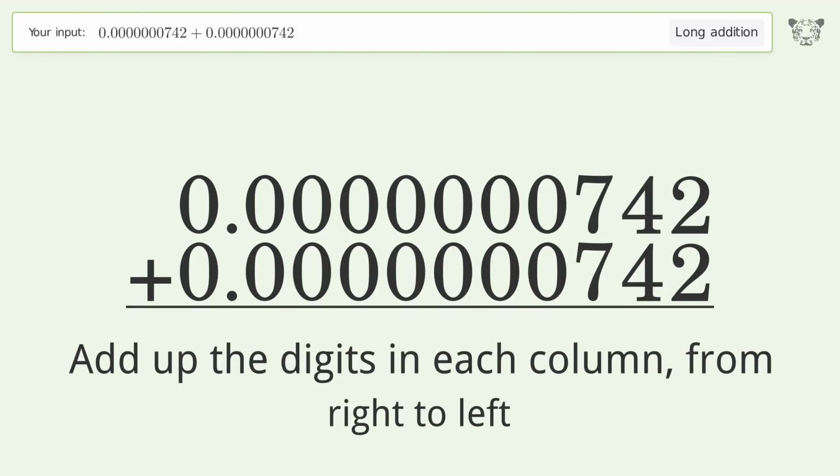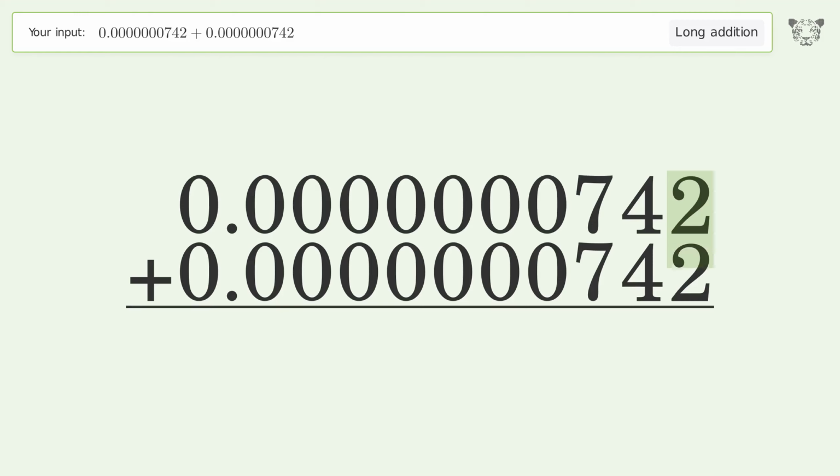Rewrite the numbers from top to bottom, aligned by their place values. Add up the digits in each column, from right to left. 2 plus 2 equals 4. 4 plus 4 equals 8. 7 plus 7 equals 14. Carry 1 to the 10 millionths place.